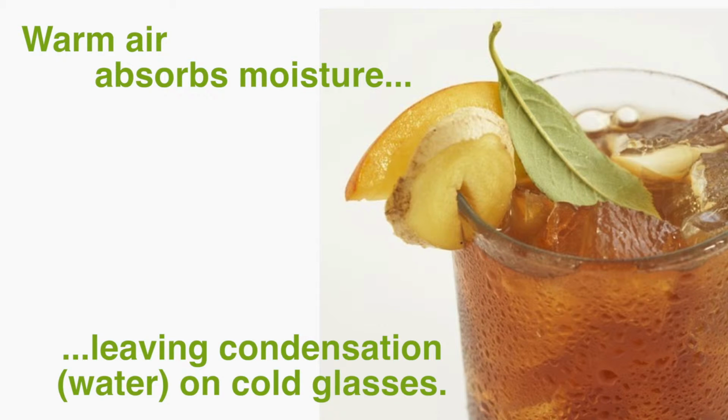the glass cools, and therefore the moisture in the air condenses because the cold air cannot absorb all of its moisture. As this water vapor condenses out of the warm summer air, it forms beads on the outside of the glass. Note, the water on the outside of the glass comes from the surrounding air, not from inside the glass.